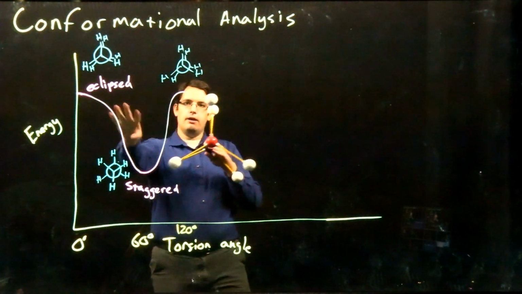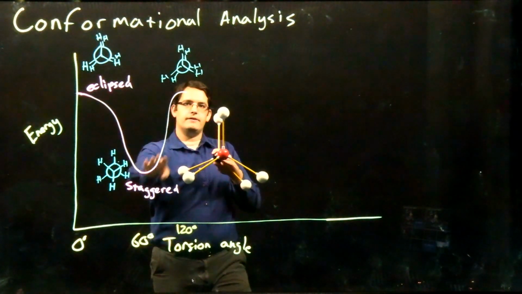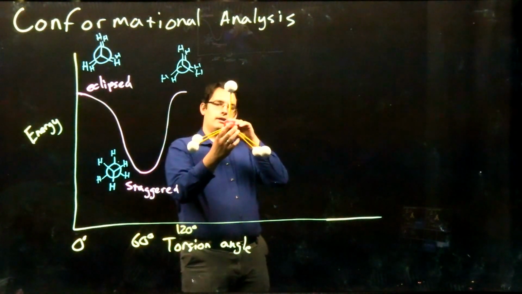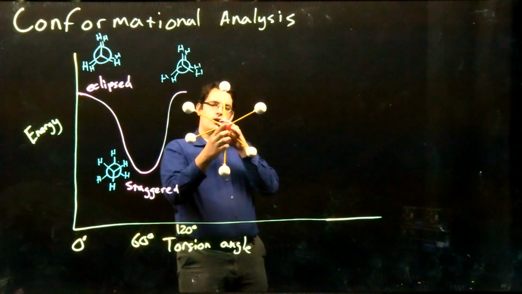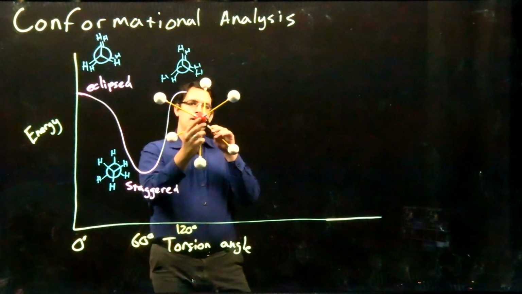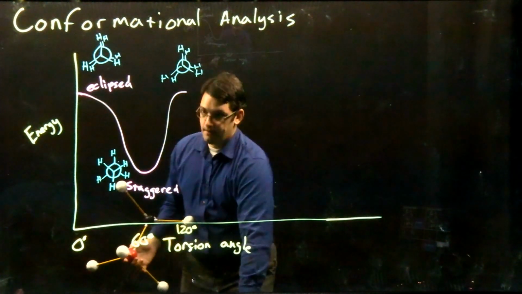You can see that in our energy states as well. We've gone from high energy to low energy in that staggered state, back to my high energy eclipsed state. I can continue my rotation. Another 60 degrees gets me to 180. And again, you see I have the exact same staggered conformation.